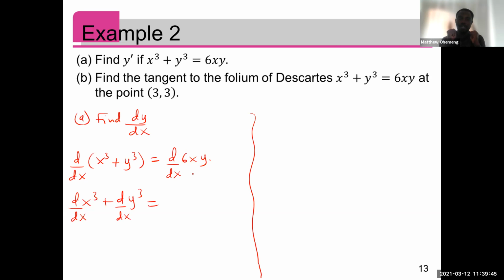But as I said, with implicit, always remember that y is some function of x. If y is some function of x, then 6x times y, I can consider to be a product of functions: 6x and y. So I can use the product rule. By the product rule, it's 6x times the derivative of the second, which will be dy over dx, plus the second, which is y, times the derivative of 6x.